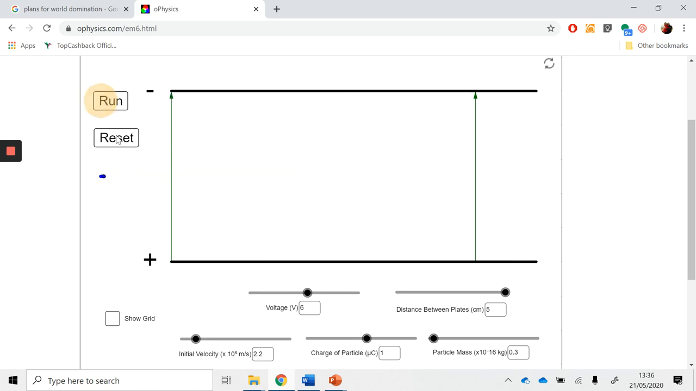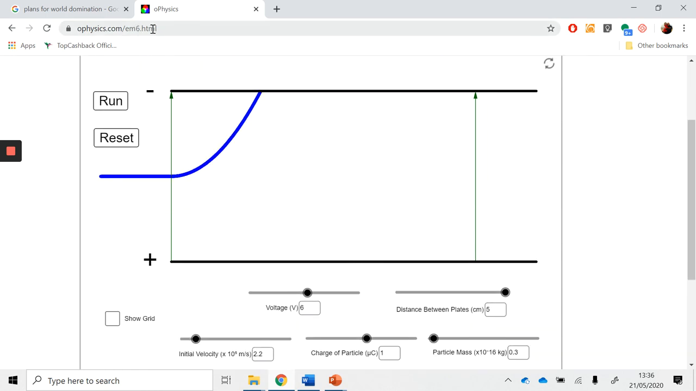So let's have a run and see what happens. You can see the particle's smaller, still takes the same amount of time to hit the plate, but because it's moving horizontally at a smaller velocity, it travels a much smaller distance. Okay.